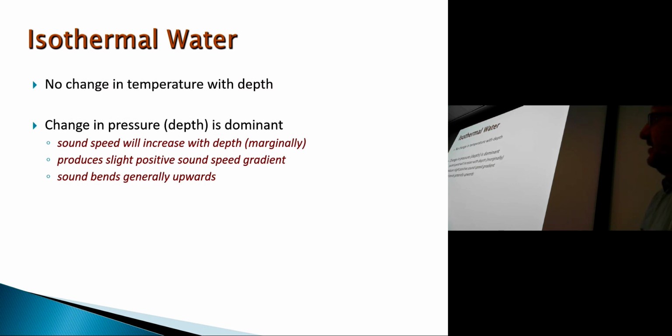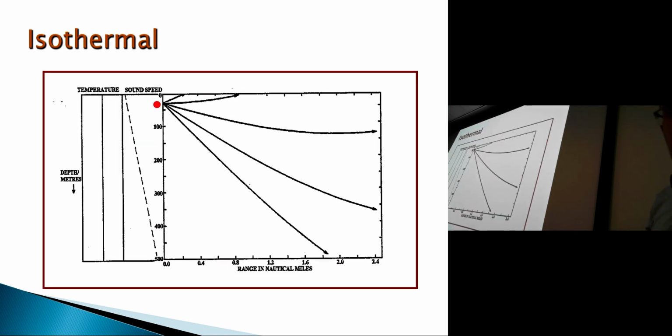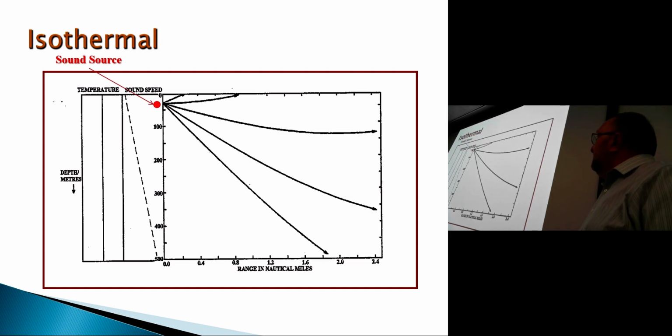It looks a little bit like this, where we've got a sound source near the surface there. Temperature doesn't change with depth, so the only thing that's changing is the depth itself. So that's causing the sound speed to increase with depth. And the various rays from this sound source will always slowly start to bend back upwards, because the sound speed is lower at the surface than it is down here, so it's trying to bend back up towards the surface.